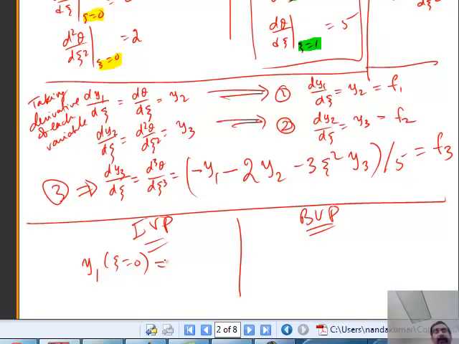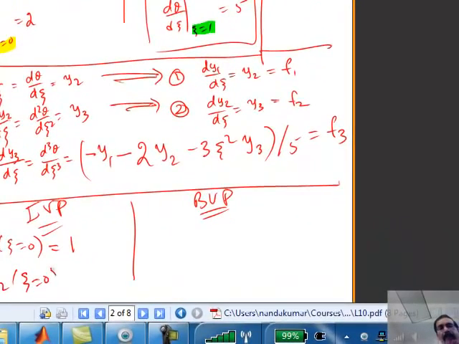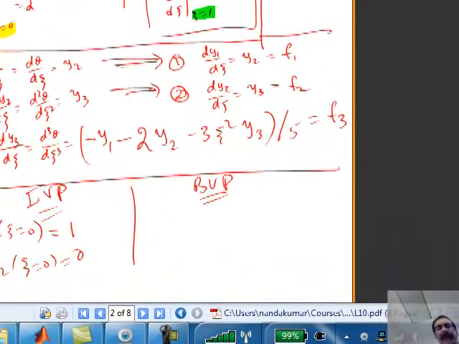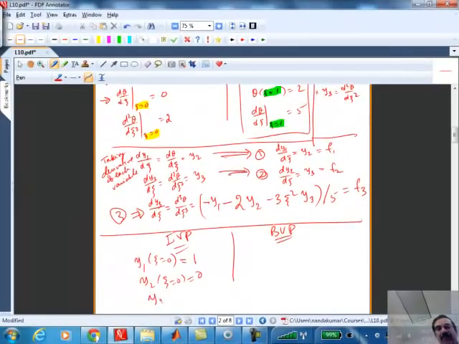Okay? Why? Because I'm using this boundary condition. Theta is the same as y1, but theta is 1. That means y1 must also be 1. The next condition, what would you do with that? Exactly. It's d theta d psi is nothing but y2. That's how we defined y2. Okay, so this will be simply y2 at psi equal to 0 is 0. And d square theta d psi square is y3. y3 at psi equal to 0 is 2.